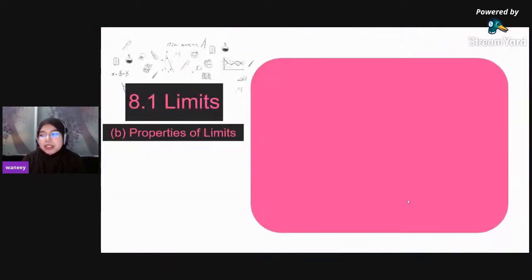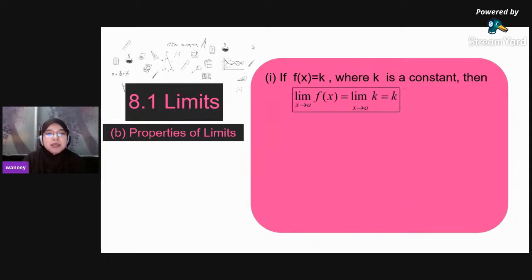Okay, so now properties of limit. There are a few properties that we need to know. The first one: if f(x) equals k, where k is some constant, then the limit as x approaches a of f(x), which is the limit as x approaches a of k, is simply equal to k. So for example, if we have the limit as x approaches 2 of 5, this is simply equal to 5. There is no x to substitute, so we can easily get 5.